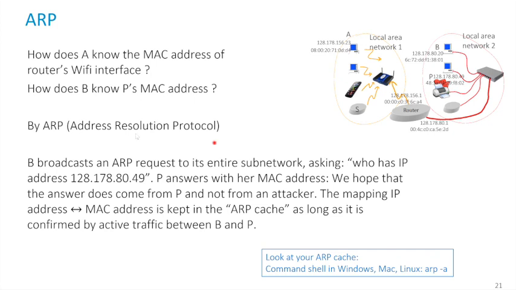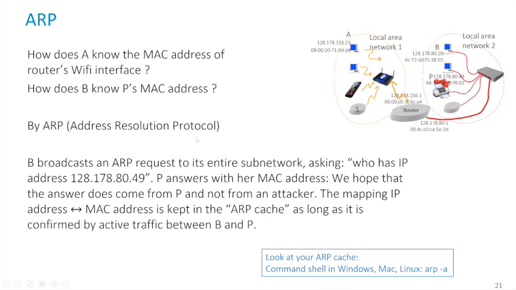This automatic way is called the Address Resolution Protocol. When B has to send a packet to P, or A also has to send a packet to P, then A has to know what is the MAC address of the router, and B has to know what is the MAC address of the printer. Well, how does it do? Well, simply by sending a broadcast.